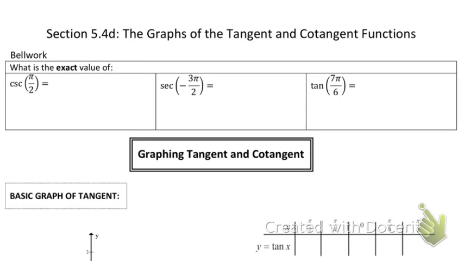What you should be thinking is 1 over sine, or you just find the sine of pi over 2 and take its reciprocal.